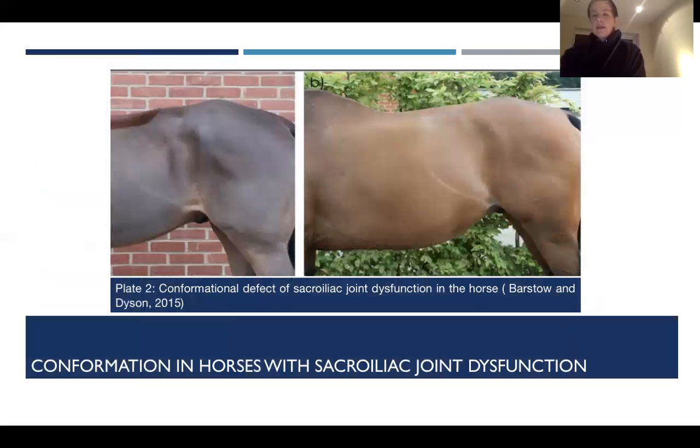In this plate, you can see two horses that both have sacroiliac joint dysfunction. You can note the prominence of the tuber sacrale and see the atrophy in the middle gluteal muscles. Overall, poor hindquarter musculature. Dyson and Murray noted that poor development of the epaxial muscles in the thoracolumbar region was one common symptom of horses with sacroiliac joint dysfunction.